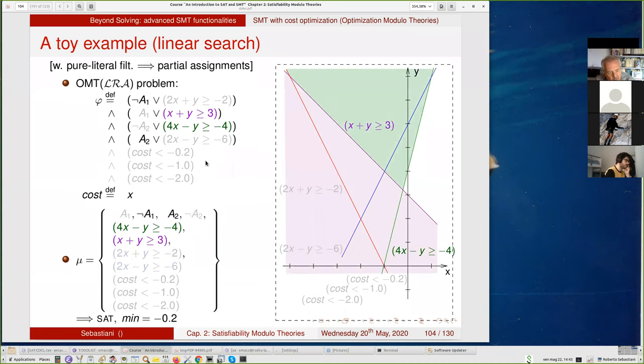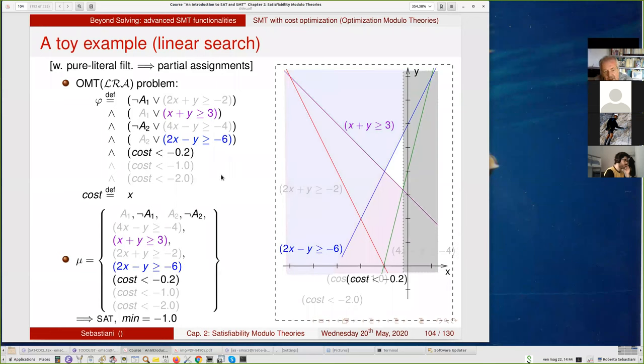Initially, suppose you assign not A1 and A2, which means that you make true the pink and the green constraints. This restricts the solution space to this region. The constraints are X plus Y greater or equal than 3, which is the pink line, and X minus Y greater or equal than minus 4, which is the green line. If you invoke the theory solver, it will say yes, this is satisfiable, because this is the space of solutions. If you invoke a linear constraint minimizer between these two constraints, it will tell you the minimum X, which is this point, minus 0.2. So you add the constraint cost strictly smaller than minus 0.2.